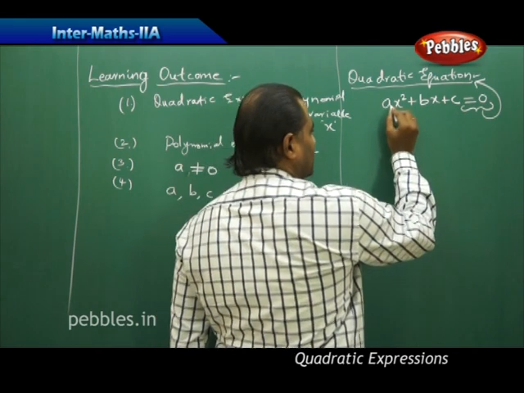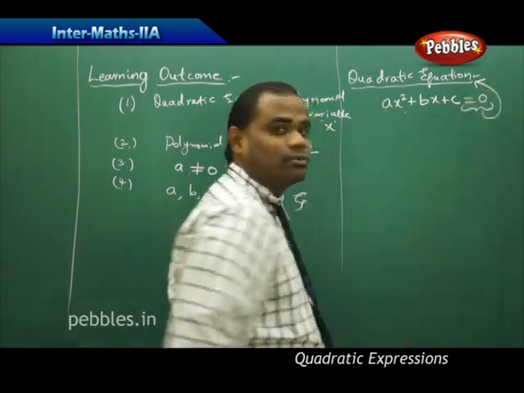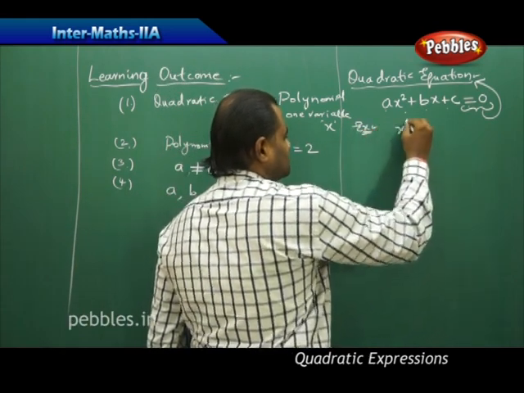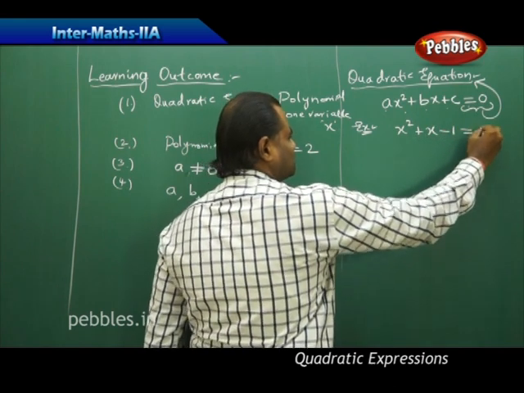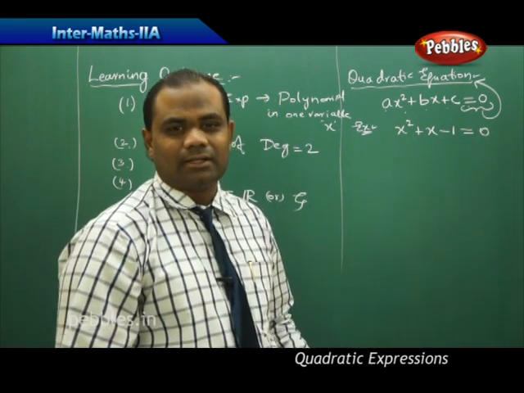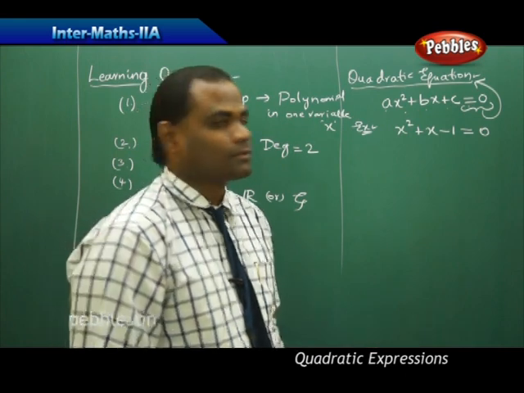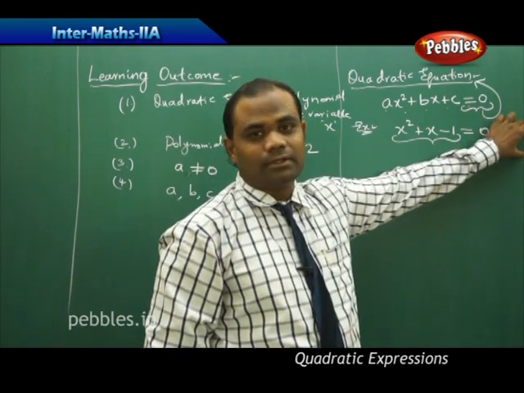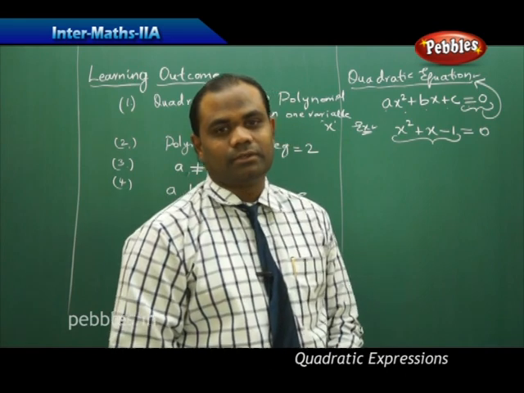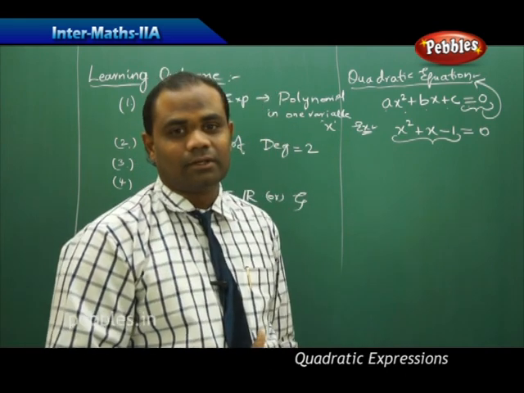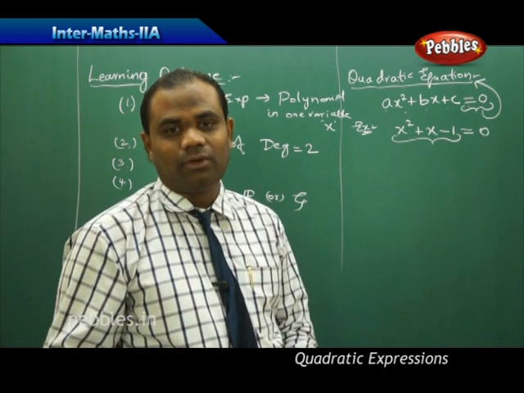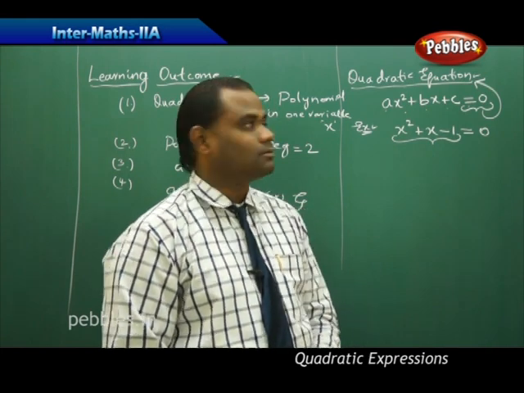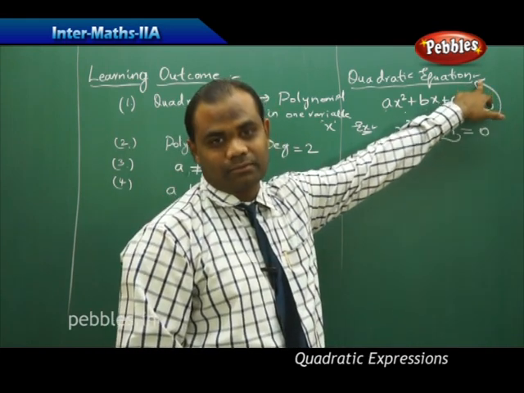So from now on, I call ax squared plus bx plus c equal to 0 the quadratic equation. For example, I take x squared plus x minus 1 equal to 0. This is a quadratic equation, but not an expression. The left hand side of this equation is called the quadratic expression, but the whole equation is called a quadratic equation. So finally, I conclude from this definition that when I equate the expression to 0, I get an equation.